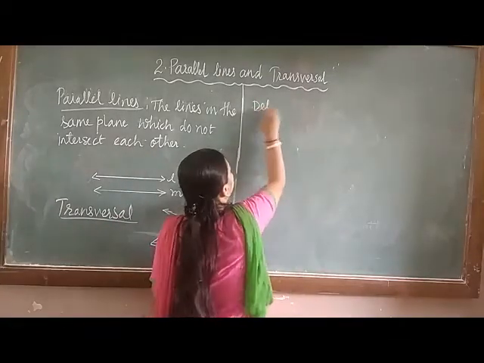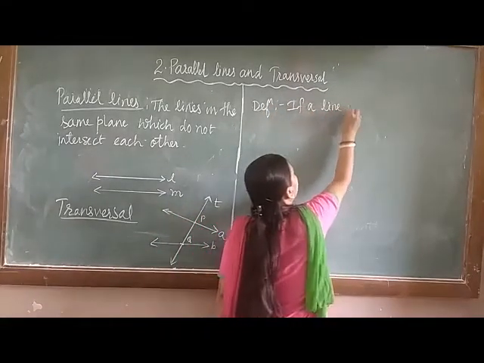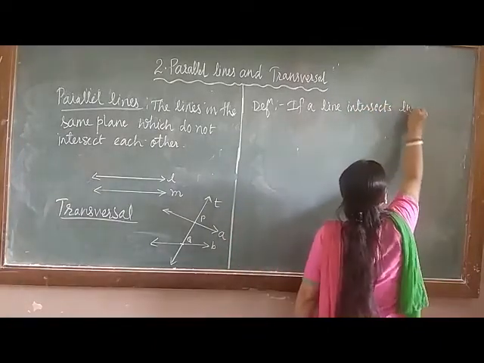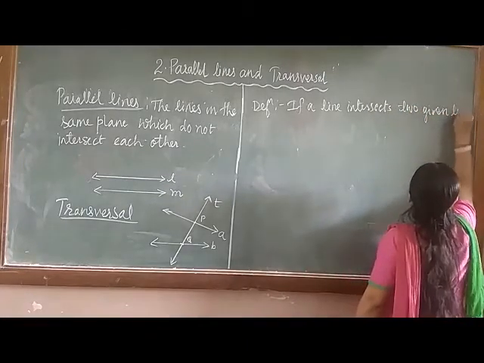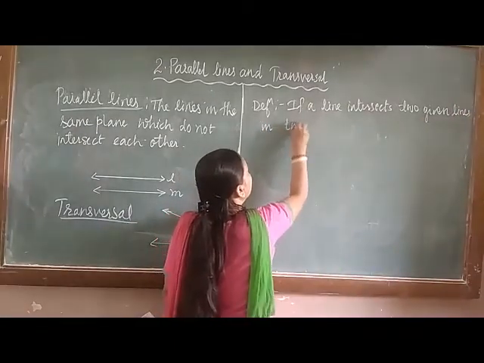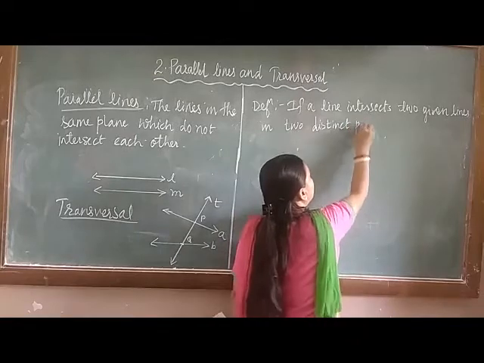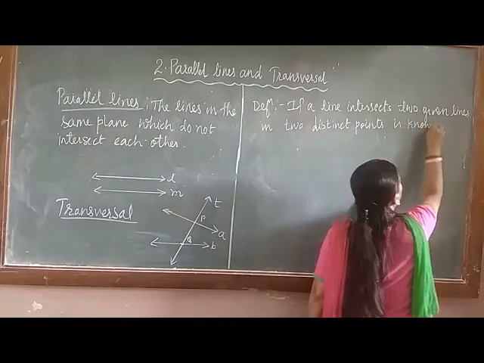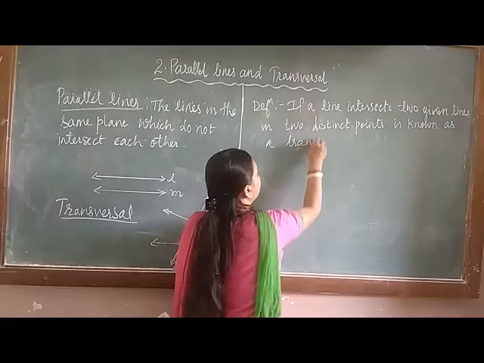Definition of transversal: if a line intersects two given lines in two distinct points, it is known as a transversal.